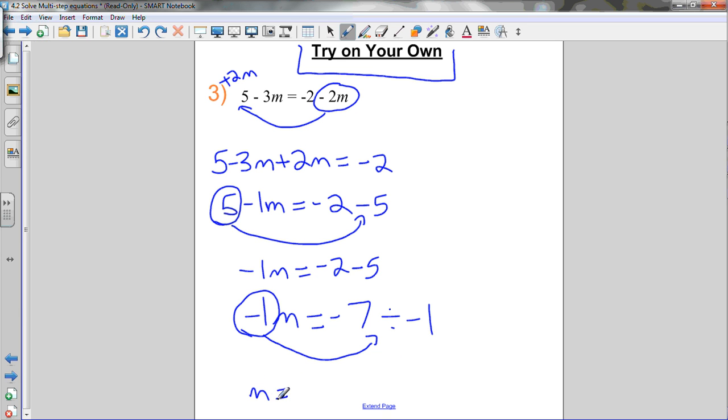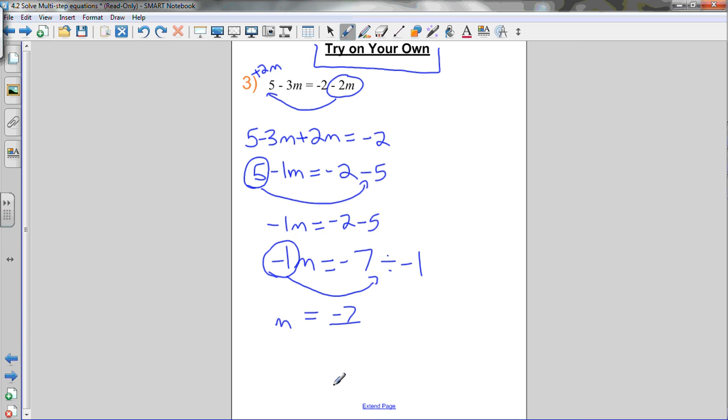So m equals negative 7 divided by negative 1. Negative divided by negative gives me a positive 7. And you can plug that back in and make sure that's the correct solution to the equation. So m equals 7. 7 is the value of m that makes this equation true.